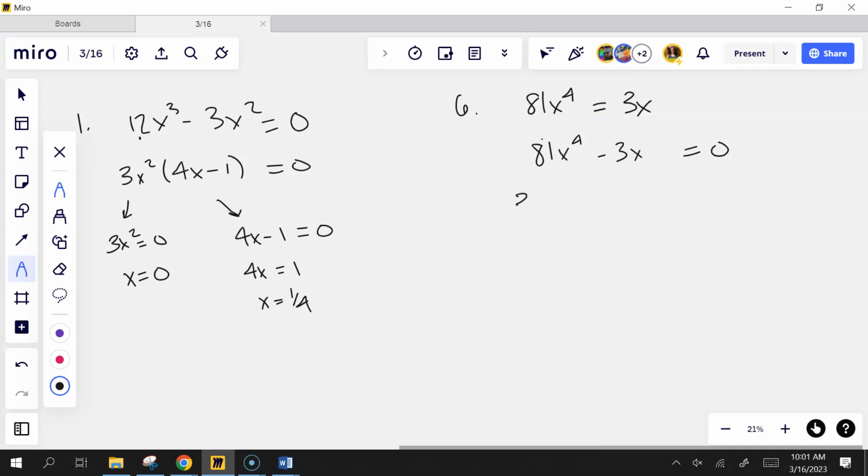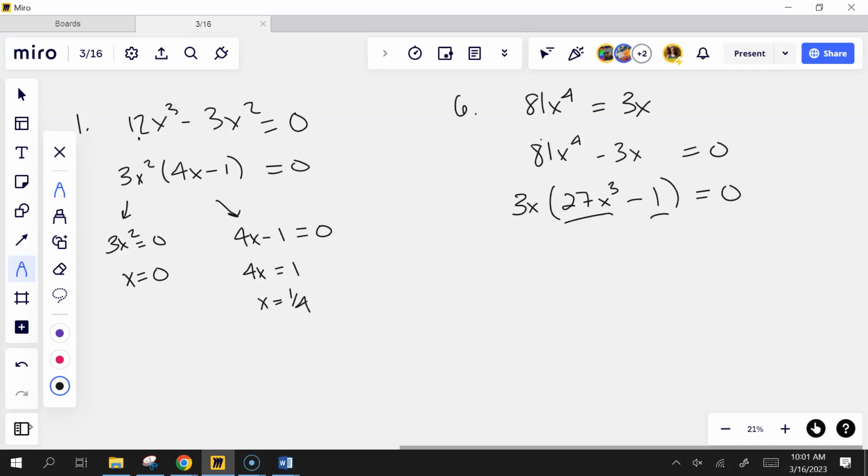3x, right? If I take 3x out, what's left? 27x cubed minus 1. Now, Bella, here's my difference of 2 cubes. You see the difference? This is 3x times 3x times 3x. This is 1 times 1 times 1. So now I can do my difference of 2 cubes. So I can do little parenthesis, big parenthesis, same, change, plus. What times itself 3 times gives you 27x cubed? 3x. What times itself 3 times gives you 1? 1. Square the first. Put them together. Square the last.